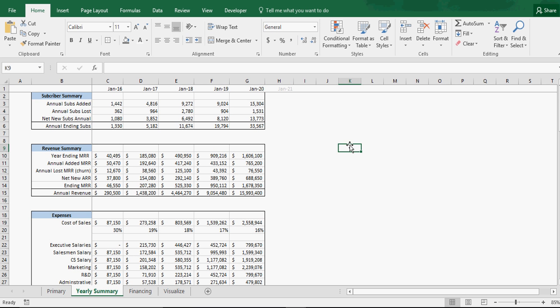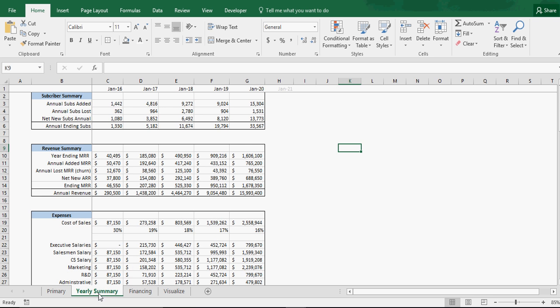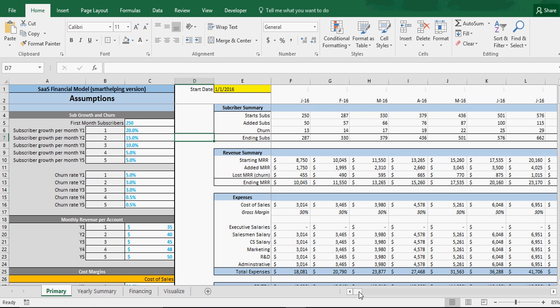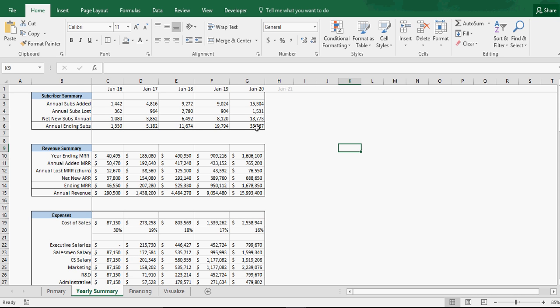Hold on. I do have a yearly summary. So here it's taking the numbers from the primary based on these monthly dates and aggregating everything, so you can see your monthly subs added, subs lost, net new subs, and annual ending subs. So here obviously 33,000 is where you're ending up, and that should correspond to the last month here, which it does, 33,567 ending subs for December 20th. So saying on that date you currently have 33,000 active subs.